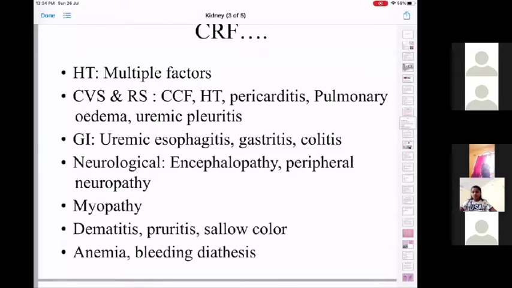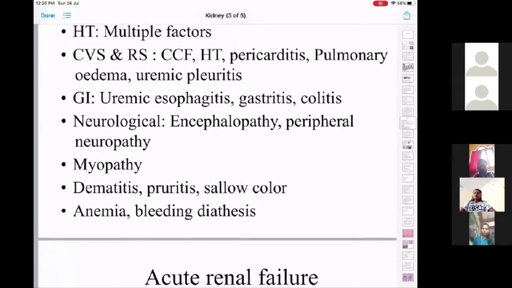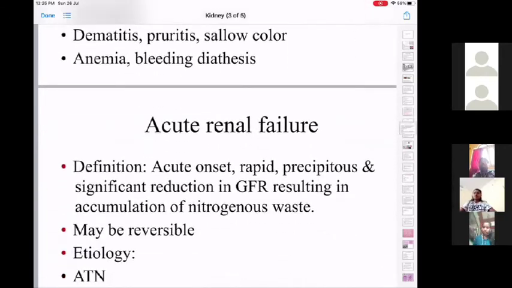So other manifestations like neurological manifestation, CRF may cause encephalopathy, peripheral neuropathy may occur. If muscle is involved, then it causes myopathy. If skin is involved, then it causes dermatitis, pruritus, or sallow color. And anemia or bleeding diathesis may also occur by CRF.